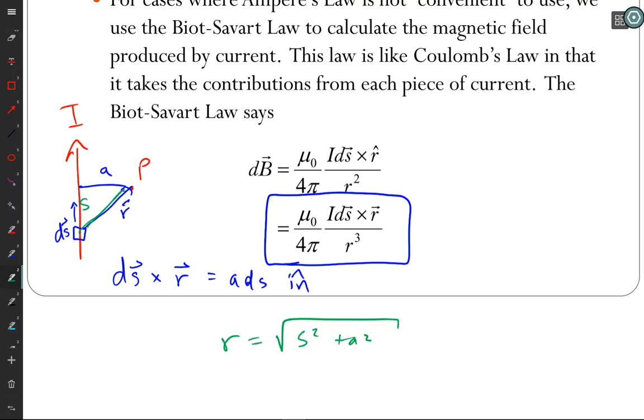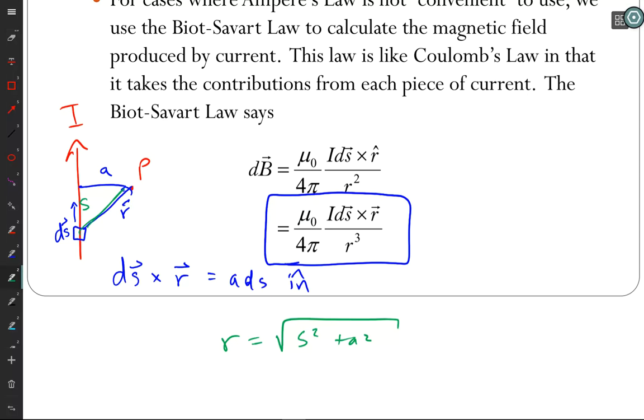It has s as the only variable and you integrate over your limits on s, or you could use a trig substitution with an angle. And then you would be able to find and verify that what we found with Ampere's law is the same thing as what we find with the Biot-Savart law.